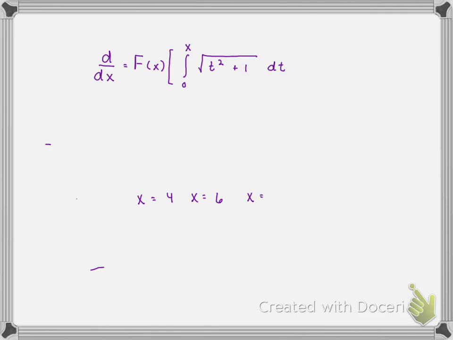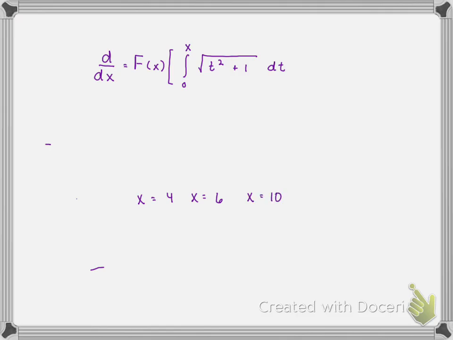Okay, so for the next example, example 7, using the second fundamental theorem of calculus, it says evaluate the derivative, which is the exact same thing as capital F of x, of the integral between 0 and x of t squared plus 1 dt. So the first thing that we're going to do, and I'm going to throw in a little bit of an extra thing, let's evaluate that at x equals 4, x equals 6, and x equals 10.